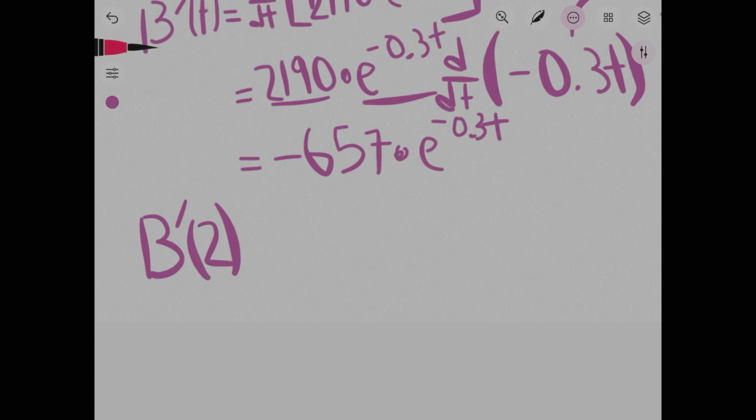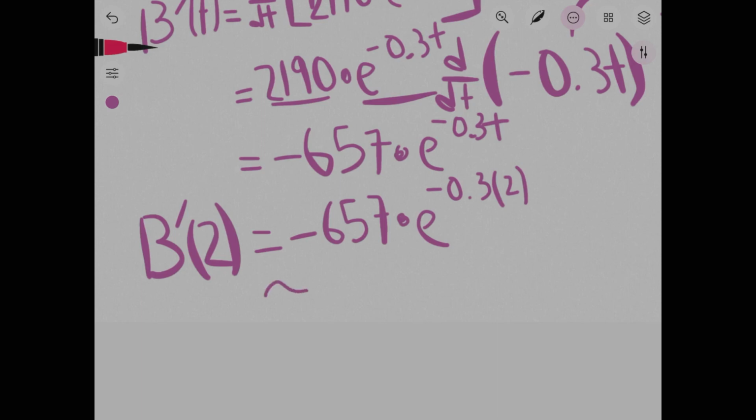Okay, so this is basically our derivative function, and now we just have to substitute b prime of 2 in here as negative 657 times e to the power of negative 0.3 times 2. Alright, and basically you can plug this in a calculator and it will give you an approximate of negative 361.